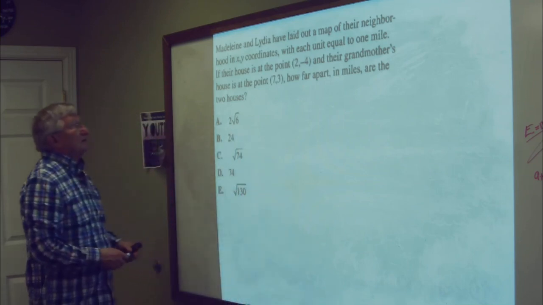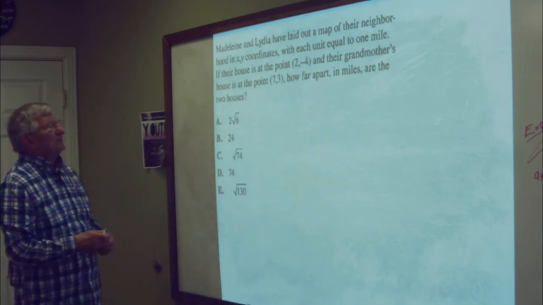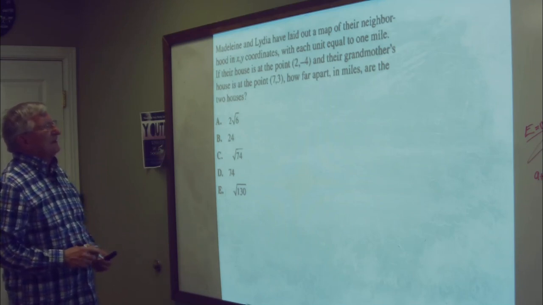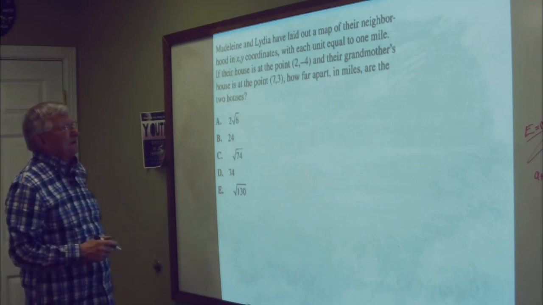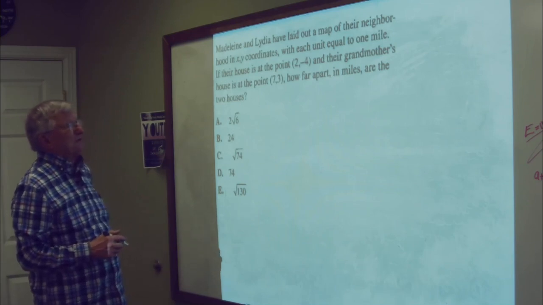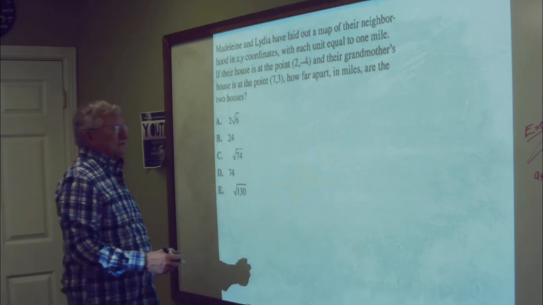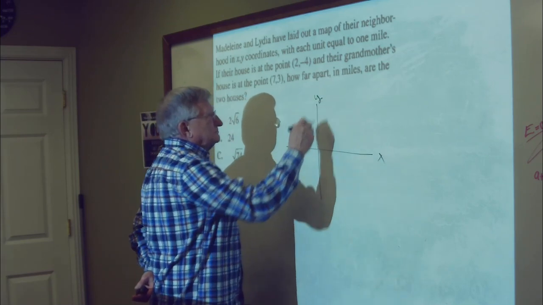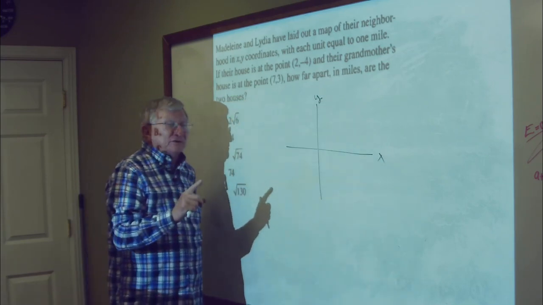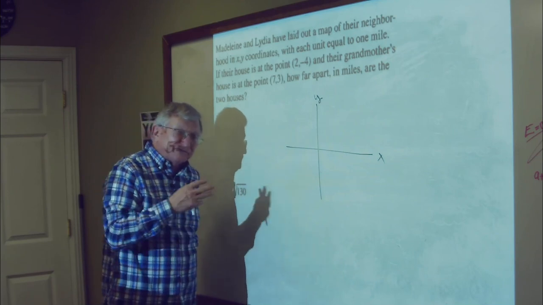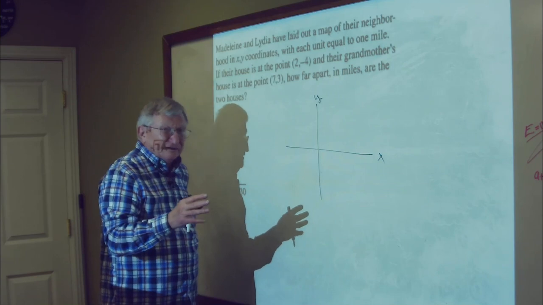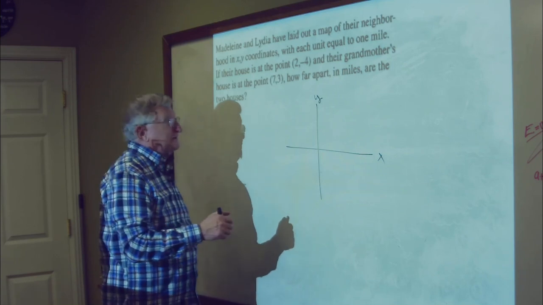So it's telling you that Madeline and Lydia have laid out a map of their neighborhood in XY coordinates with each unit equal to 1 mile. If their house is at the point (2, -4), their grandmother's house is at the point (7, 3), how far apart in miles are the two houses? So you're going to have to draw a Cartesian coordinate plane. And theoretically, you're going to have to remember the distance formula unless you can figure out a way around it. Maybe you can, at least maybe to get a reasonable guess in there.